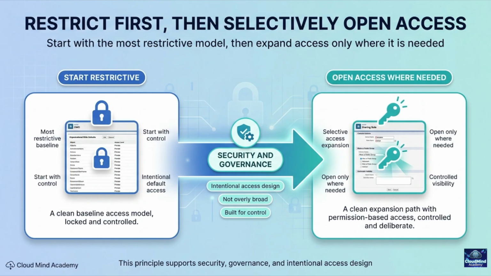So when you study OWD and sharing, try not to memorize them as isolated features. Instead, understand the logic behind them. Restrict first, then selectively open access.